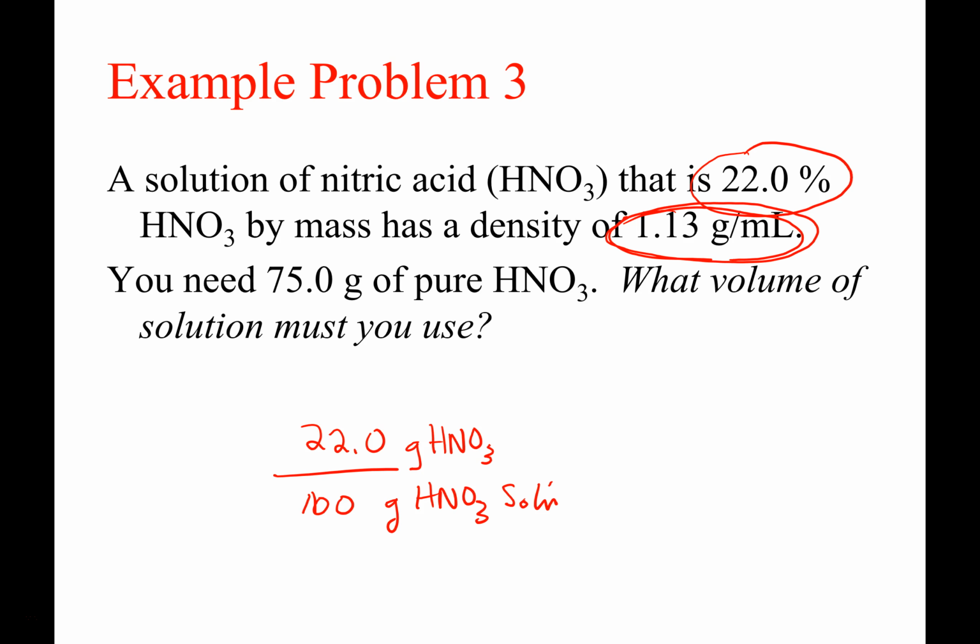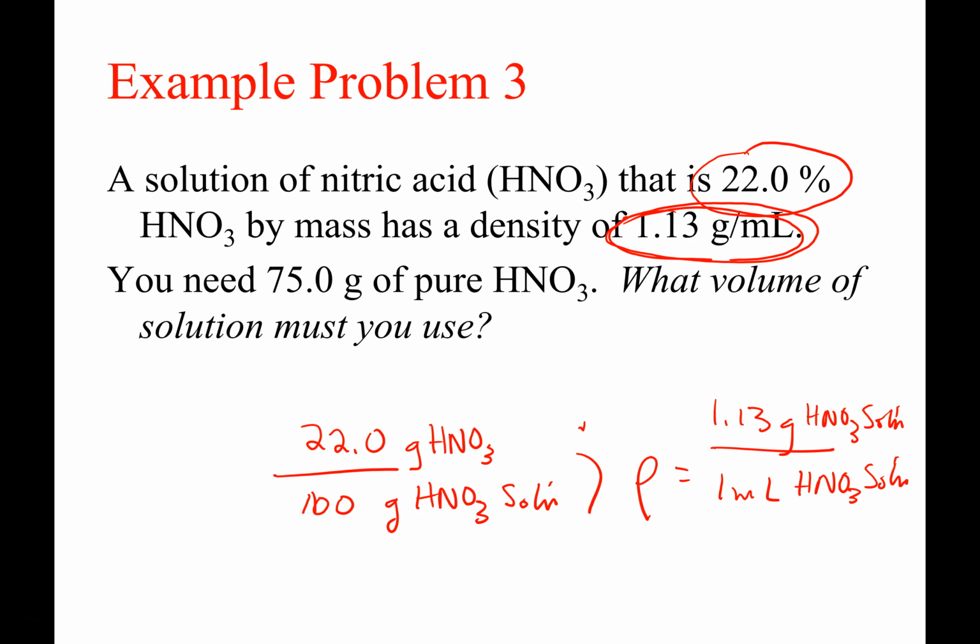Exactly. So if I unpack the density, that would be 1.13 grams of HNO3 solution over 1 milliliter of HNO3 solution. The reason we're explicit here is that if we just put grams over milliliter, you'd wonder which grams. We're going to have to use both of these terms, grams of what? Okay, so that's how that works.